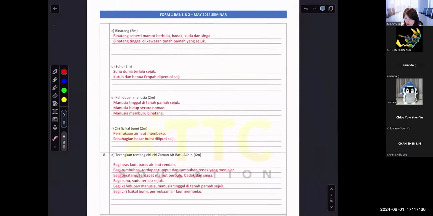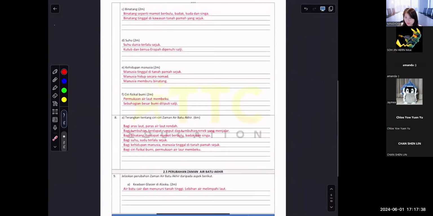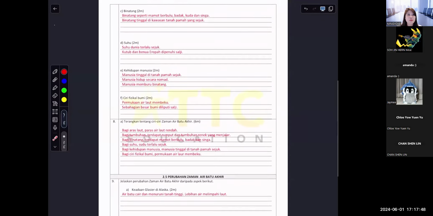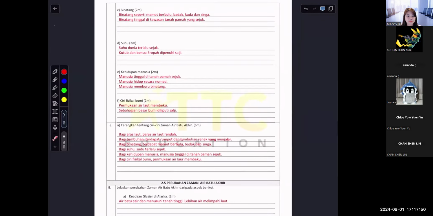So go to page 12. Page 11, sorry. Page 11. Page 11 screenshot. Because all of these is fakta soalan. All of this is fakta. You according to your notes there and then apply in. According your notes there and apply in only. Understand? Good.